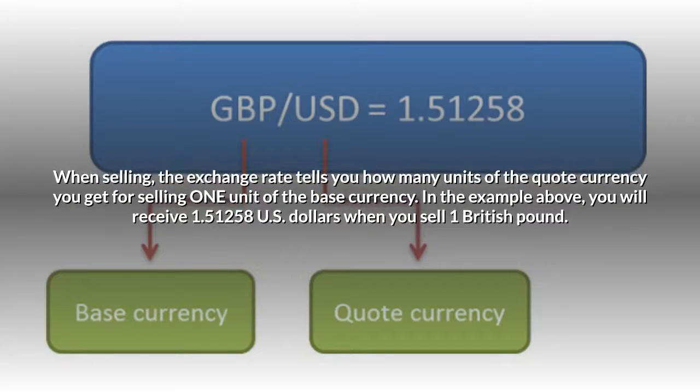When selling, the exchange rate tells you how many units of the quote currency you get for selling 1 unit of the base currency. In the example above, you will receive 1.51258 US dollars when you sell 1 British pound.